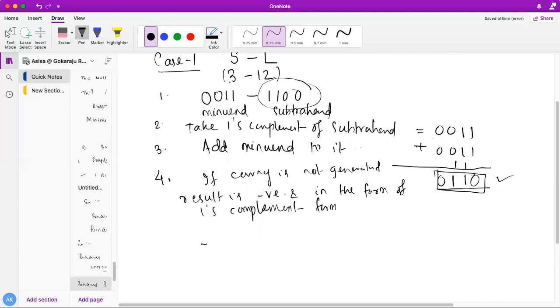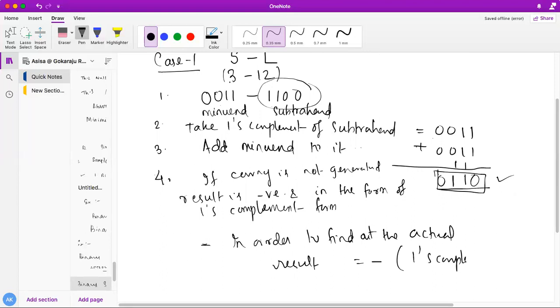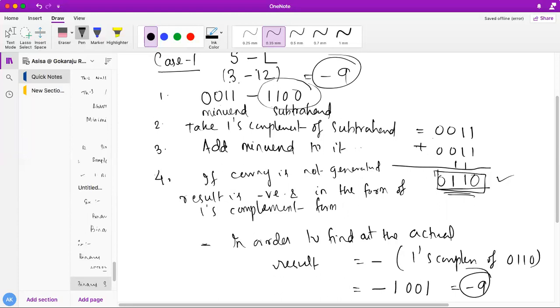Next, in order to find out the actual result, you just have to put a negative sign and perform 1s complement of the result obtained here. So the answer will be minus the 1s complement of this, which is 1 0 0 1. You can see this is minus 9. So all of you understand, students, if I am performing 3 minus 12, I would get minus 9.